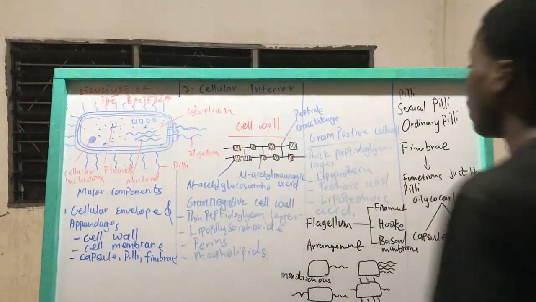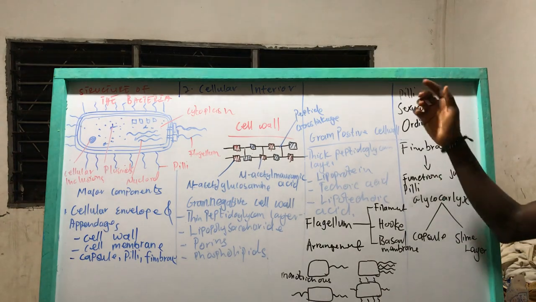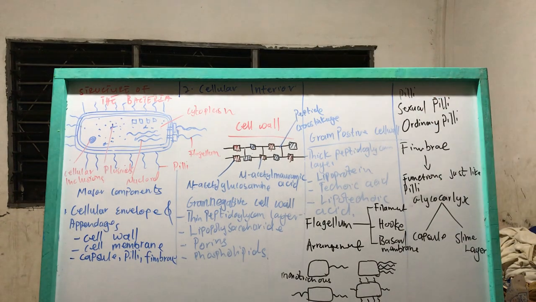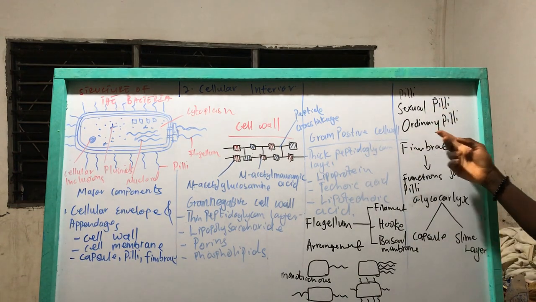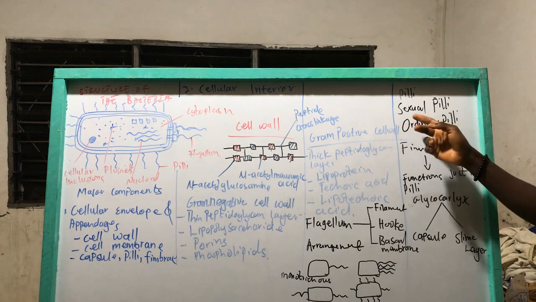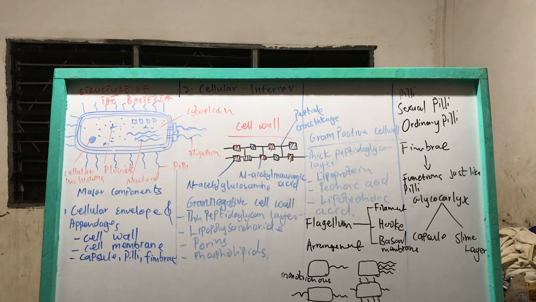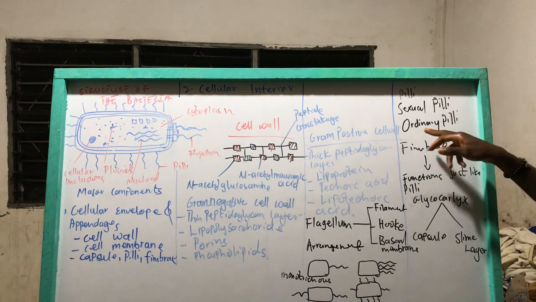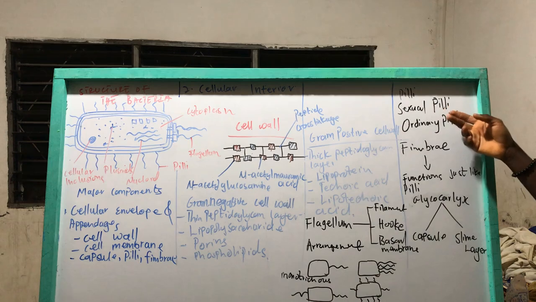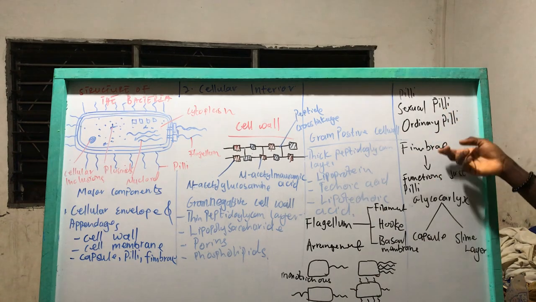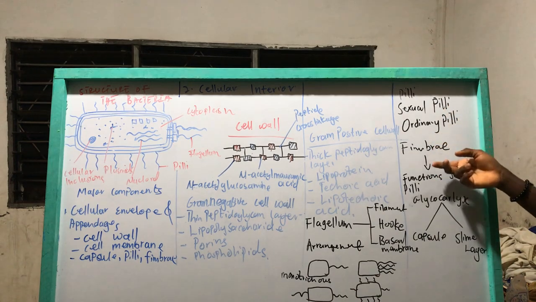Alright. Then we have another cellular appendage called the pili. For the pili, we have sexual pili and ordinary pili. The sexual pili is what the bacteria use for reproduction, and the ordinary pili is what the bacteria use for attachment. The fimbriae also function like the pili. They are used for attachment.